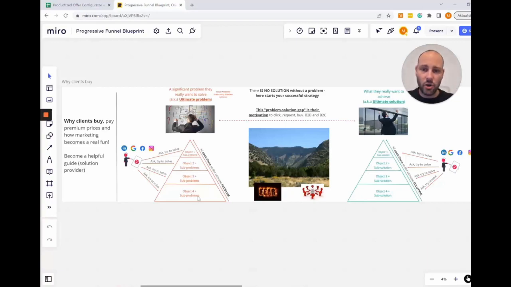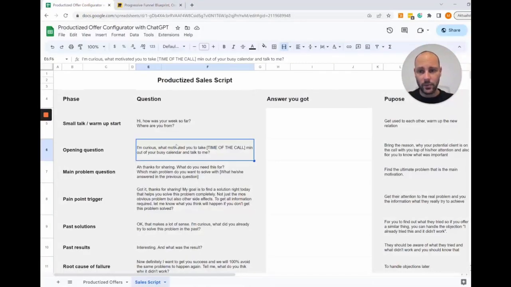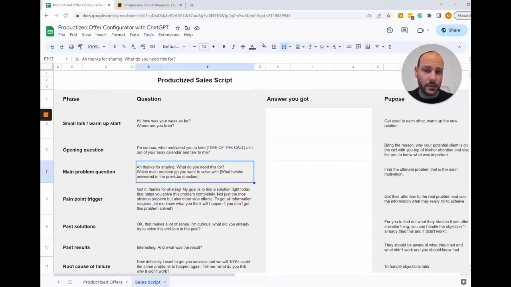And the goal of this call is to get them to the top of the main thing that is causing stress, the main problem. And then on the other side, to the main solution they really want to achieve. Okay, that's why you ask, hey, what was your motivation? And then you just say, thanks for sharing. And I'm curious, what do you need this for? Which main problem do you want to solve with that, right?